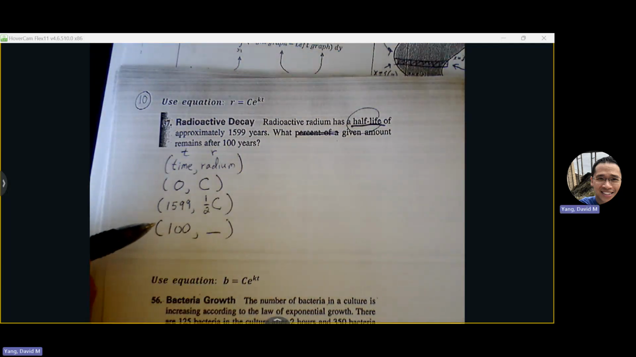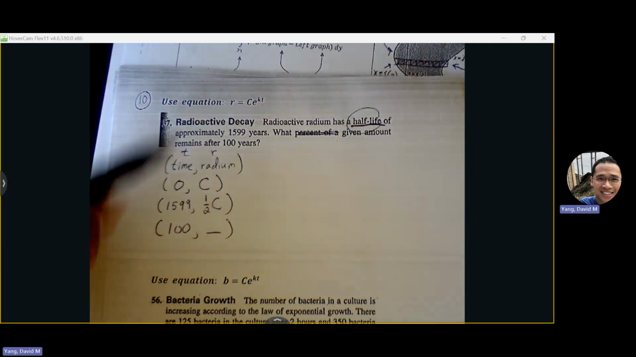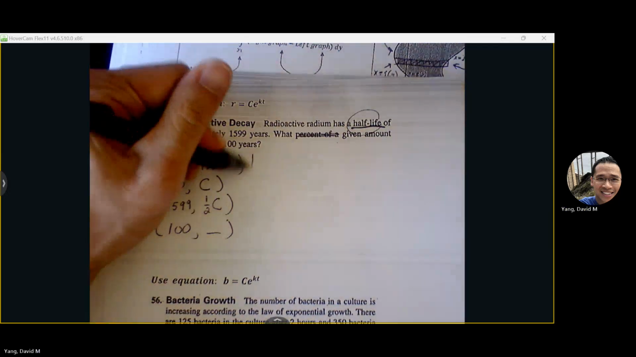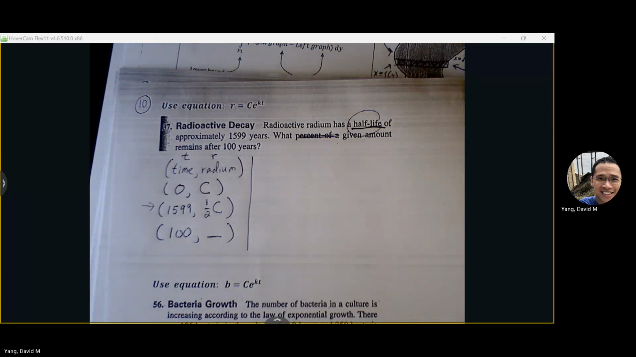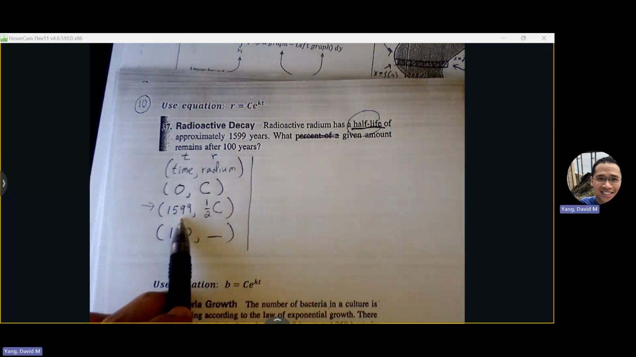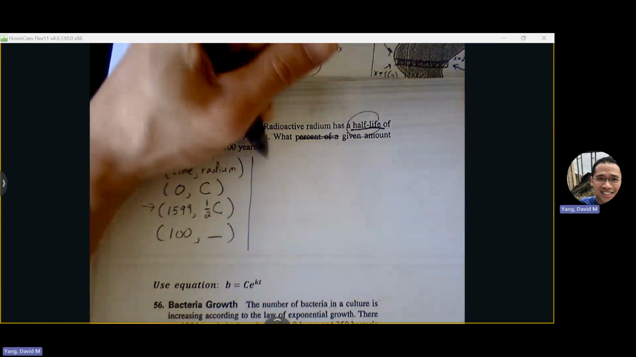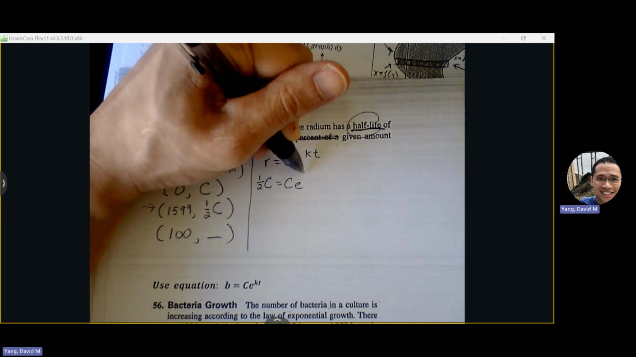Whenever you have this setup, you're not going to start with 0 C. If you plug in 0 C, you're not going to get any progress. So you're going to start with this 1599, 1/2 C. So 1599, we can plug in for what variable? T. And then the 1/2 C, we can plug in for the R. So I have my equation, R equals C e to the kt. R gets replaced with 1/2 C, and T gets replaced with 1599.